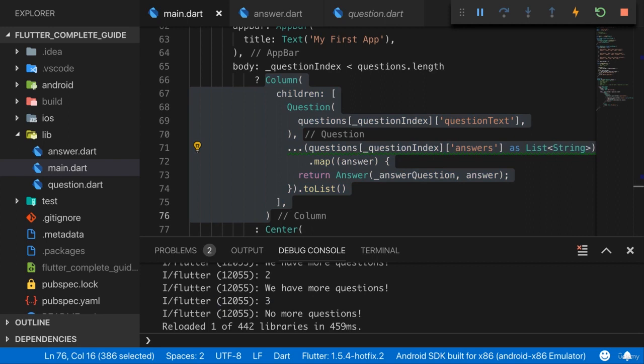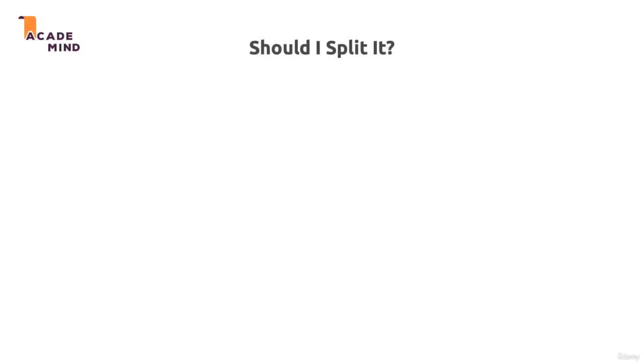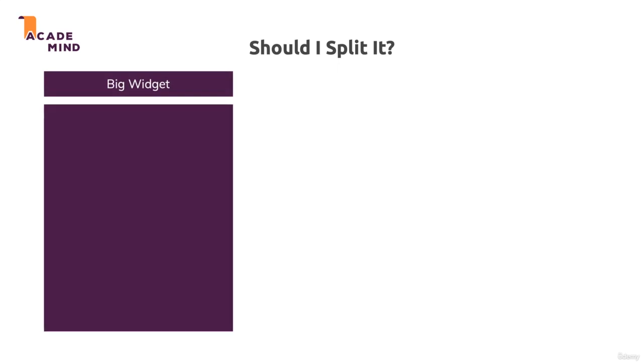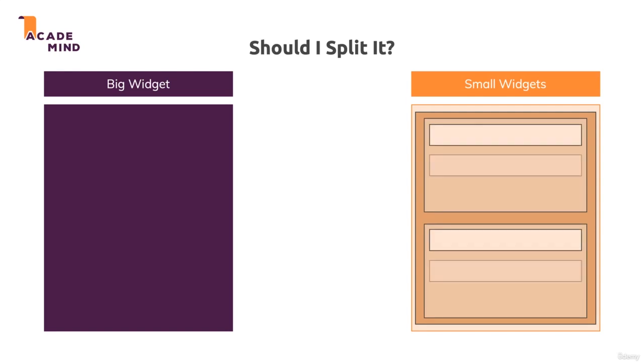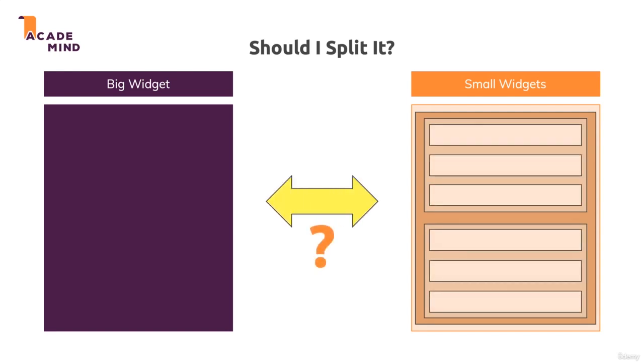You can, of course, split your widgets into sub-widgets. The question always is, should you split it? Well, let's assume you have a bigger widget with a lot of different nested widgets which you pass into each other and so on. Then of course you can always split this into separate sub-widgets which take the individual tasks. And the question is, should you do that?